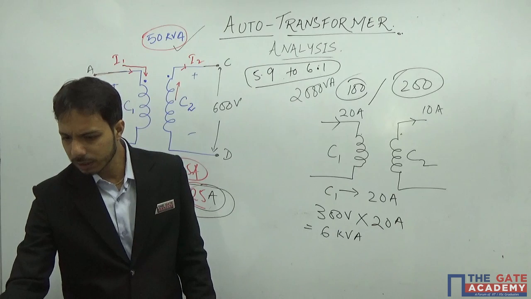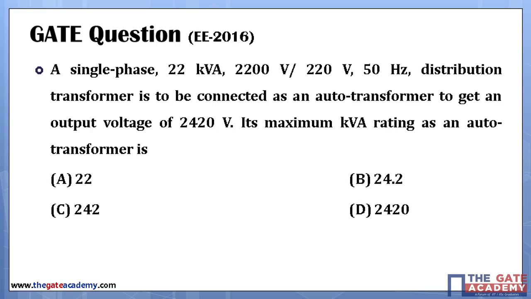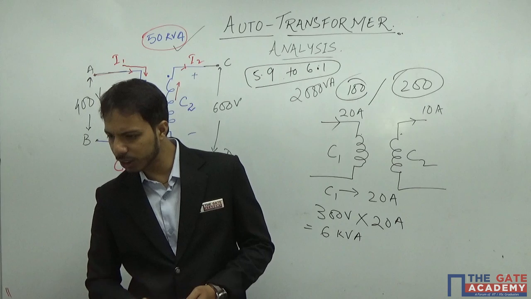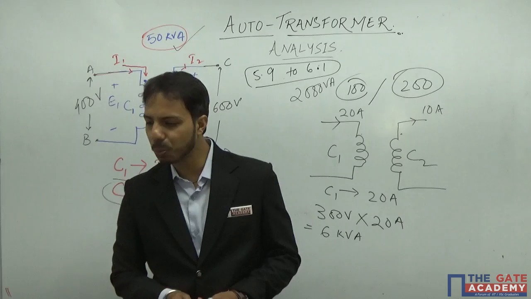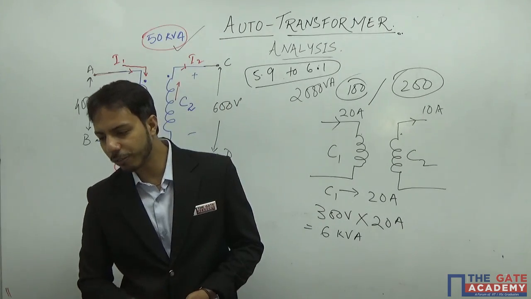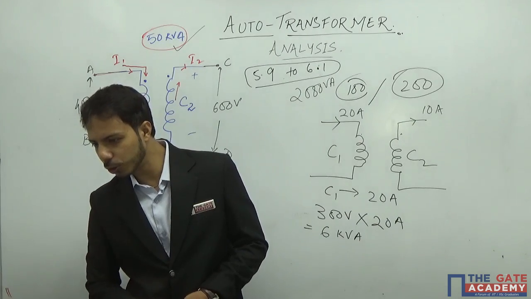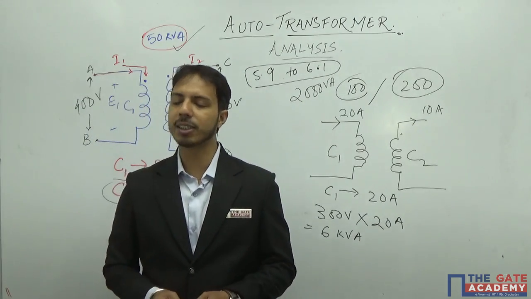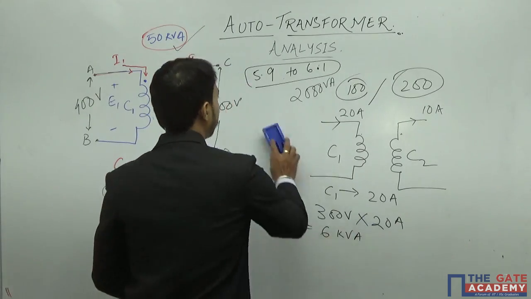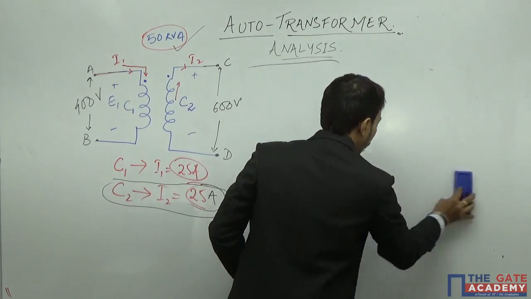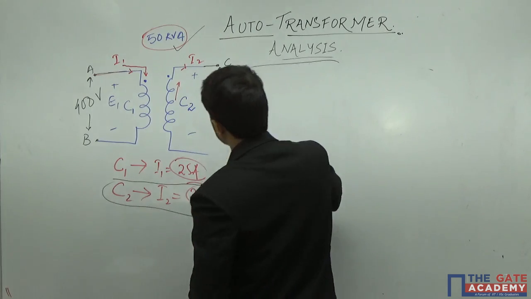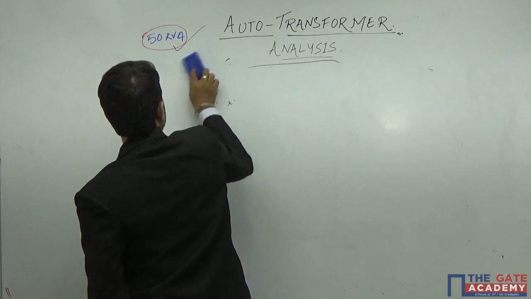Similarly, let us see some other questions. Let us see one more question of a different set of 2016. In this question, it is said that a single phase 22 kVA 2200 volt by 220 volt distribution transformer is to be connected as an auto transformer to get an output voltage of 2420 volt. Its maximum kVA rating as an auto transformer. Now in this case, this is also a typical case where they have fixed one side voltage.